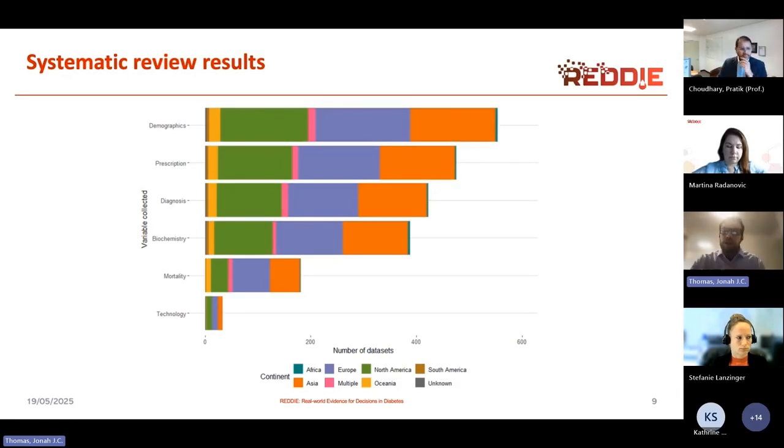Now you can see each of these bars is colored by the continent of data collection. This tells a slightly tricky story, but the main takeaway message here is that actually the proportion of data sets that collect each of these variables across the continents is the same. So there's not a lot of disparity between what is being collected across the continents. It's relatively consistent. So roughly the same proportion of data sets are collecting demographics in North America and prescription in North America.